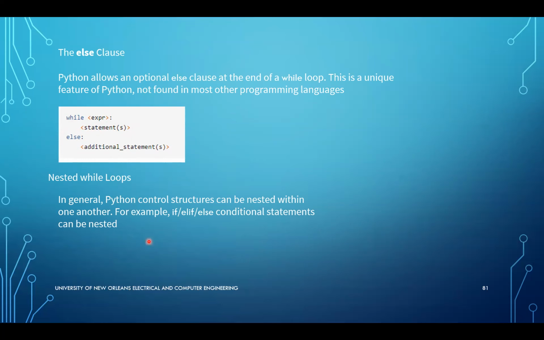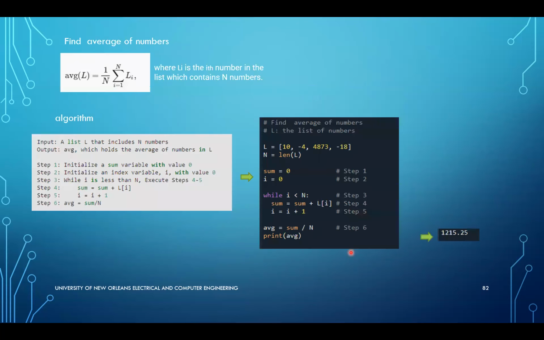The other related topic that we can talk about is the use of nested while loops. And in Python, in general, control structures can be nested within one another, by using if, else, if, else statements that can be nested within one another. So we'll see some examples of this next.